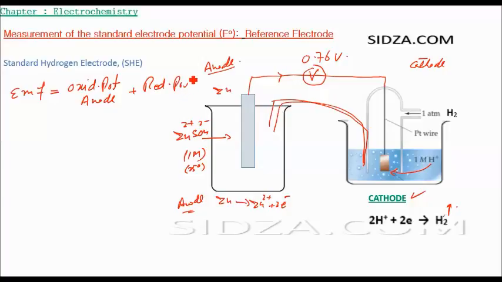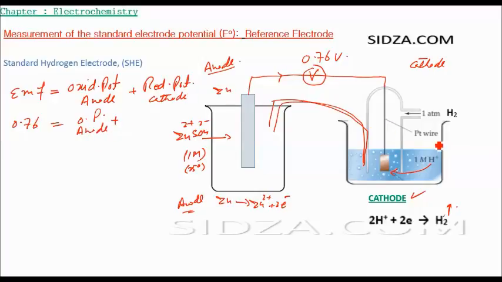Reduction potential of cathode. In this particular example, the reference electrode acts as a cathode here. If the EMF of a cell is 0.76, you've got a cell with a voltage of 0.76. So it is the oxidation potential of anode plus the reduction potential of cathode.